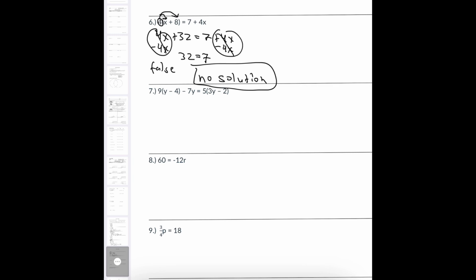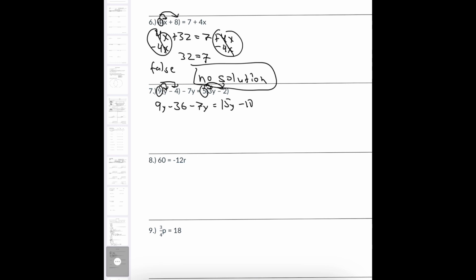On to number 7. We have some more parentheses, so we're going to take what's in front and distribute it. 9 times y is 9y. 9 times negative 4 is negative 36. Bring down the rest here on the left side, minus 7y. On the right side, we have 5 times 3y equals 15y. And then 5 times negative 2 equals negative 10.